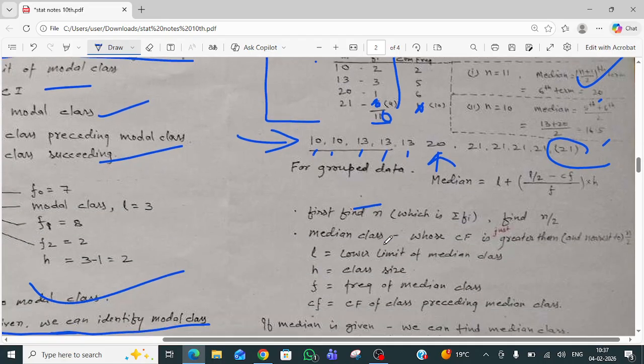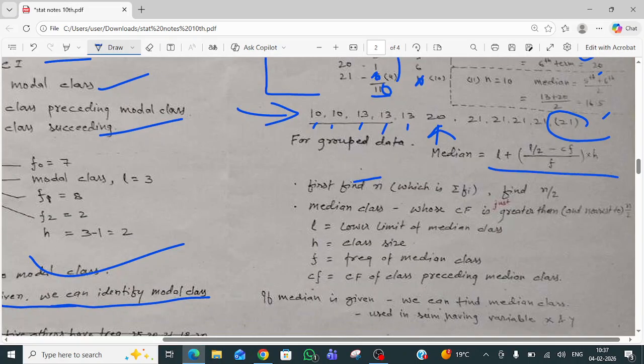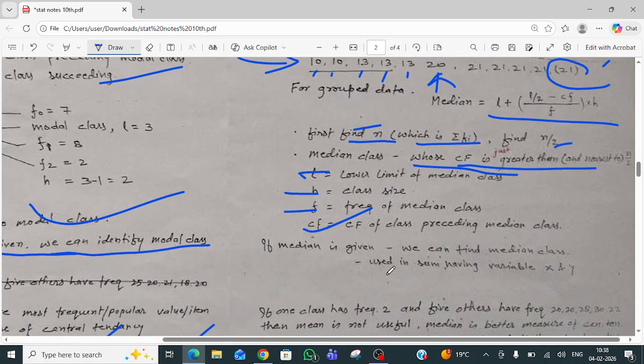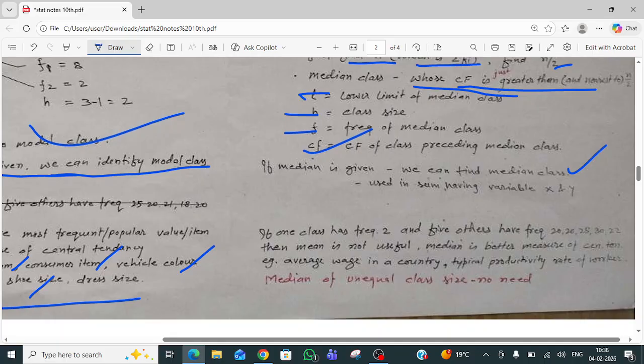Now, for grouped data, the median formula is this: find n, which is sigma fi, and find n by 2. The median class is the class whose cumulative frequency is just greater than or nearest to n by 2. L is the lower limit, like in the mode. H is the class size, f is the frequency of the median class, and CF is the cumulative frequency of the preceding class. If the median is given, we can find the median class, same as in the mode. Used in sums having variables x and y.